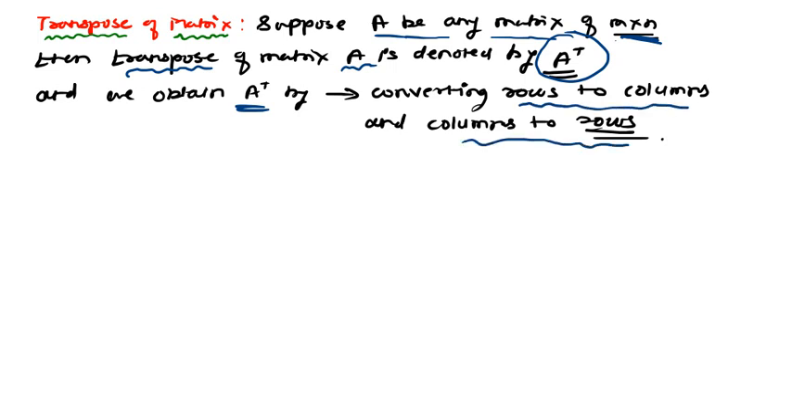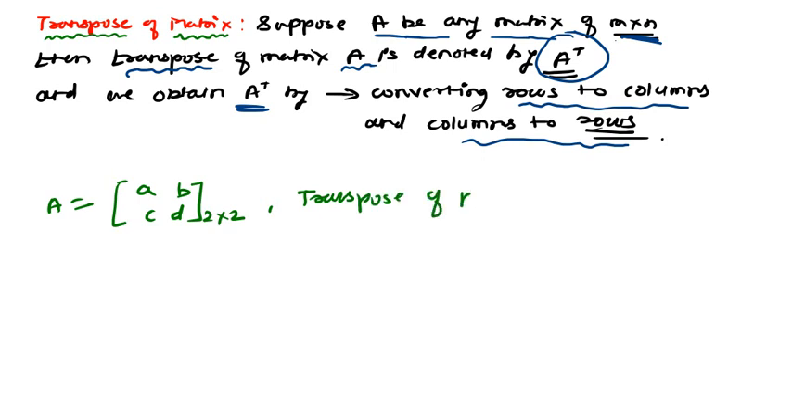Okay, for example, suppose I have the matrix [A B; C D]. You know the order of this matrix is 2 by 2. Then the transpose of A will be denoted by A transpose, and it will be obtained just by converting rows to columns and columns to rows.